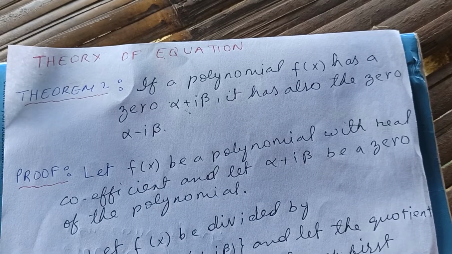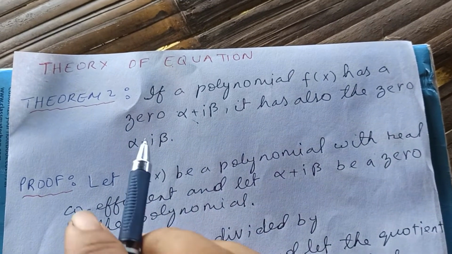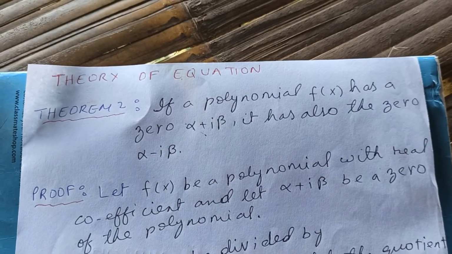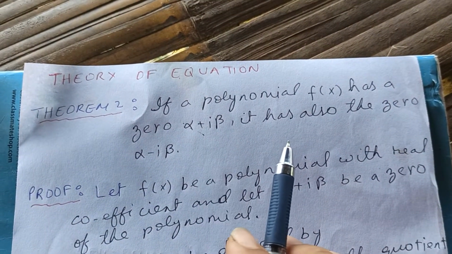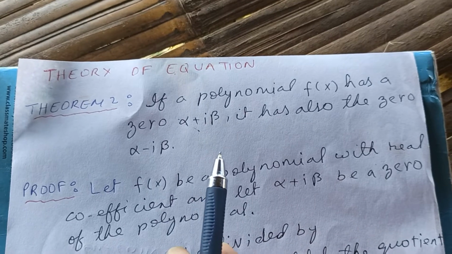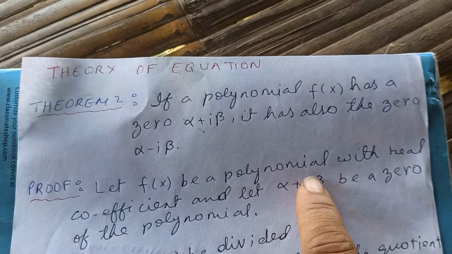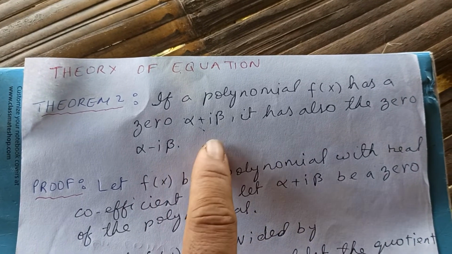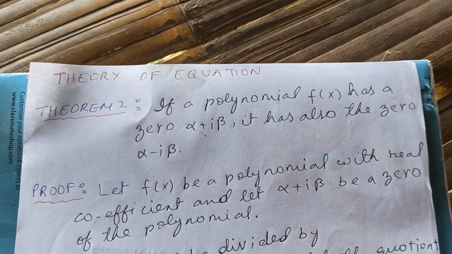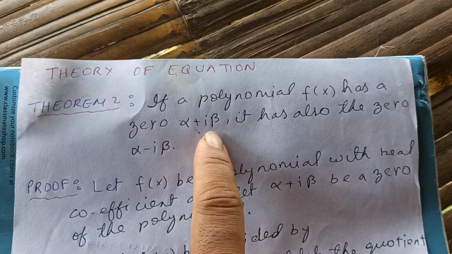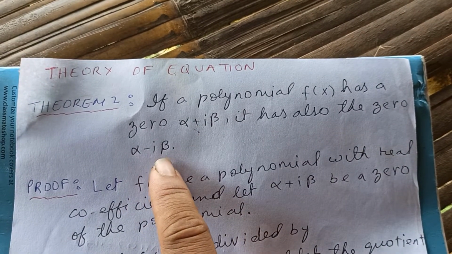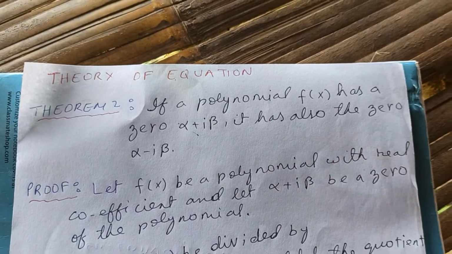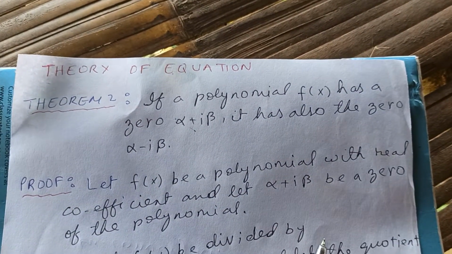Today I'd like to do one theorem in the theory of equations. I'll just name it Theorem 2. It states that if a polynomial f of x has a zero alpha plus i beta, it also has the zero alpha minus i beta. Meaning, if a polynomial f of x has a zero alpha plus i beta, then it also has alpha minus i beta as a zero of this polynomial. So let's try to prove this.